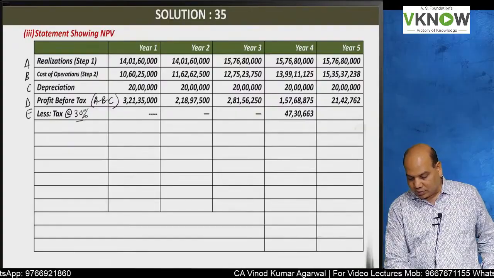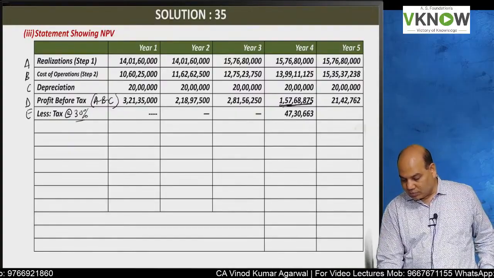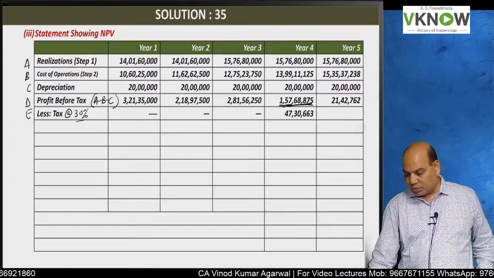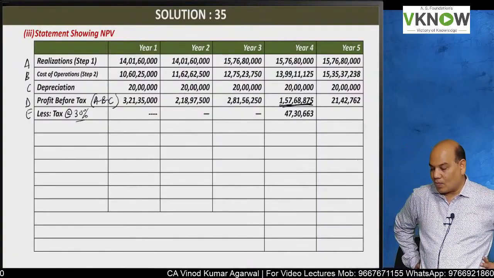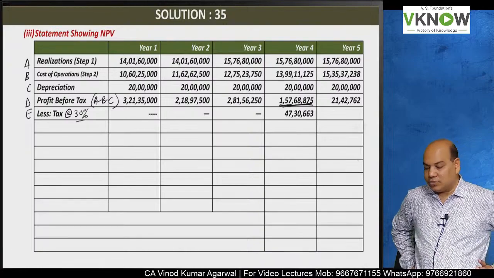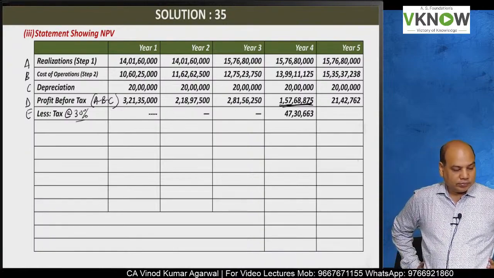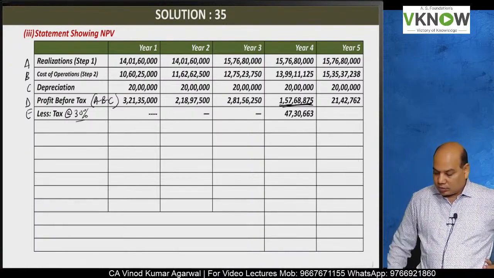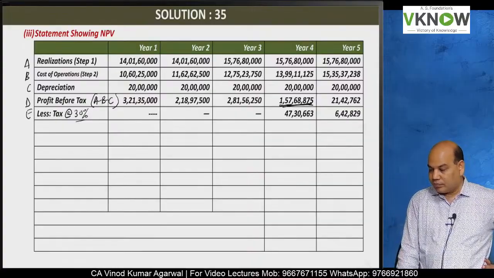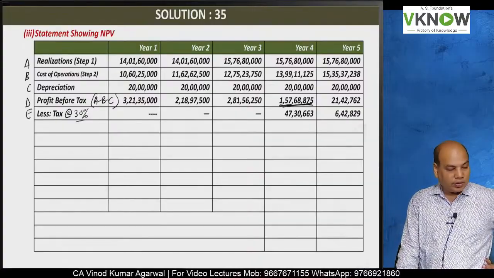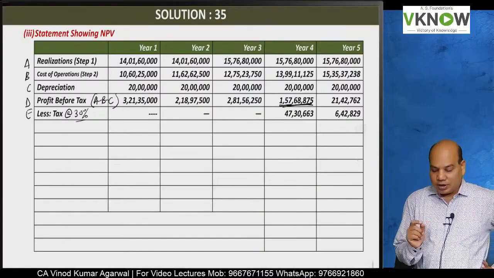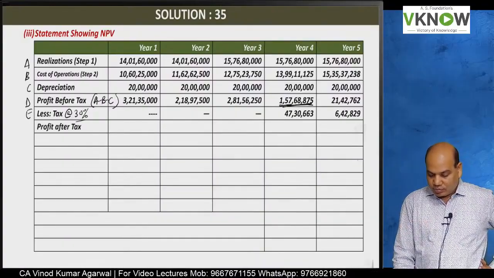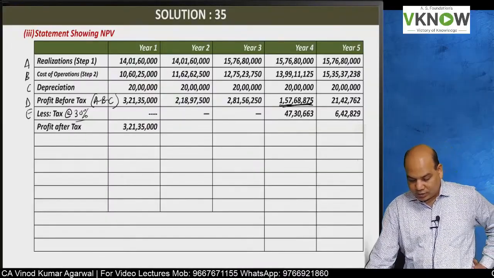Tax at the rate of 30%. So please take this number into 30%, into 30%, 47 lakh 30,663. Then in the last year, 6 lakh 42,829. Now write down profit after tax.